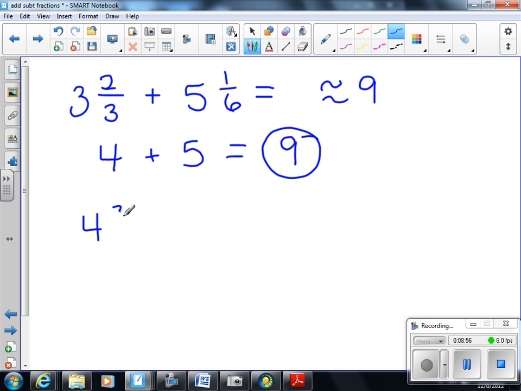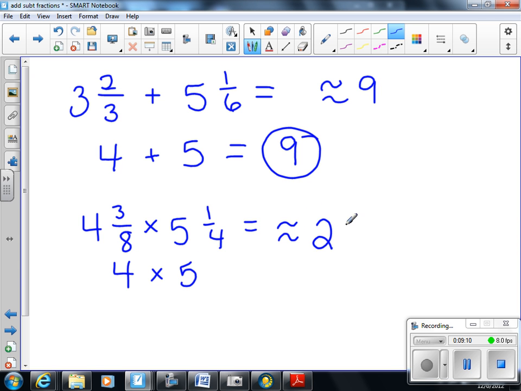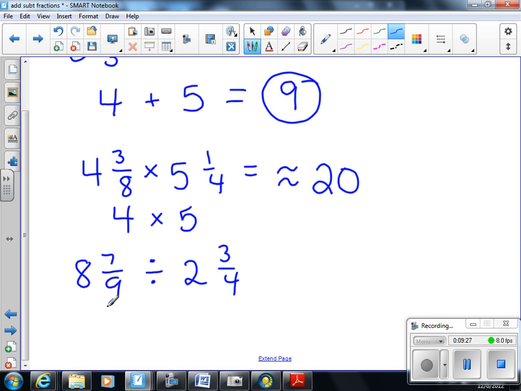All right, say I have 4 3/8 times 5 1/4. Okay, what's this going to be closer to? 4. And this one's going to be closer to 5. So this is approximately 20. All right, then we'll do one division. I have 8 7/9 divided by 2 3/4. Okay, 8 7/9 is close to 9, and divided by 3 is approximately then 3.